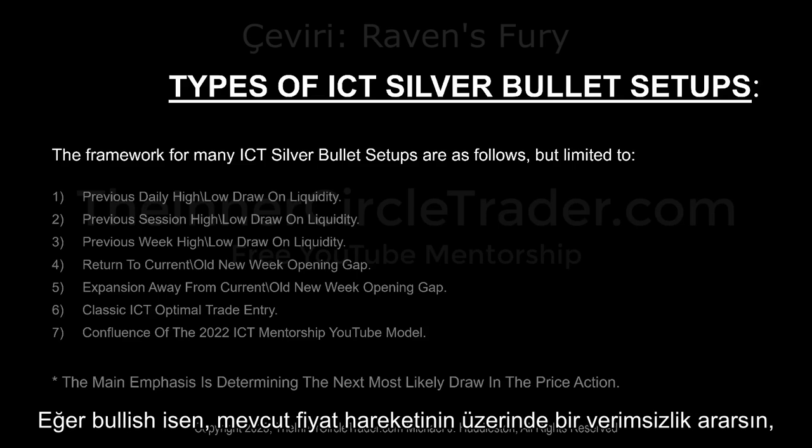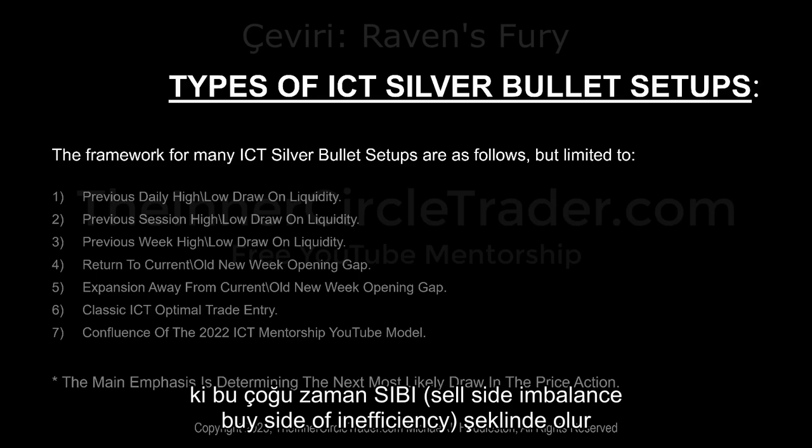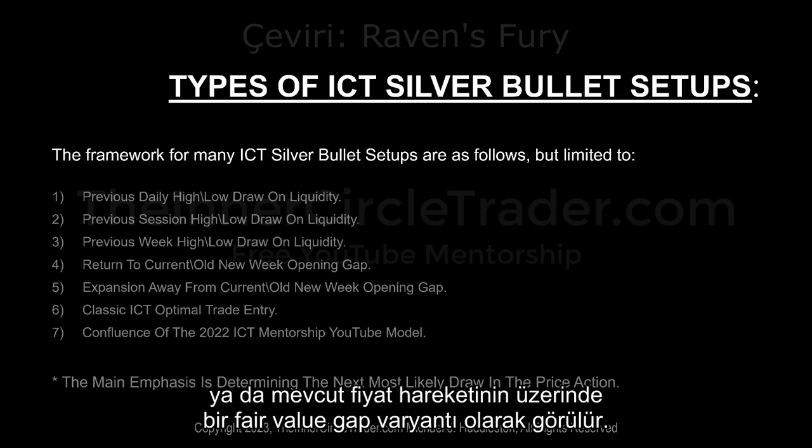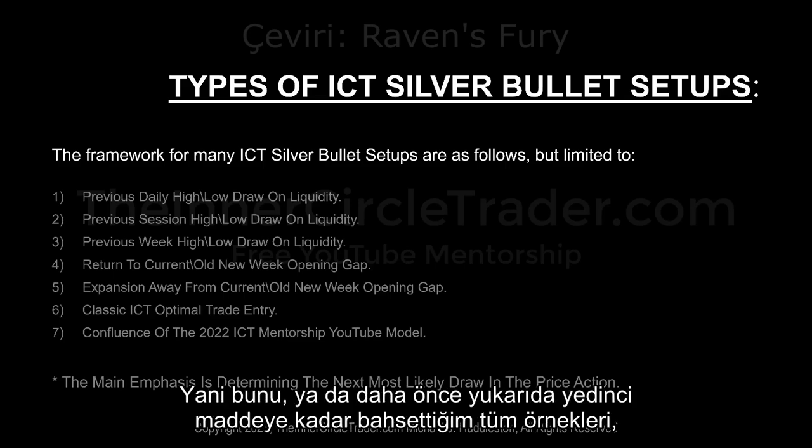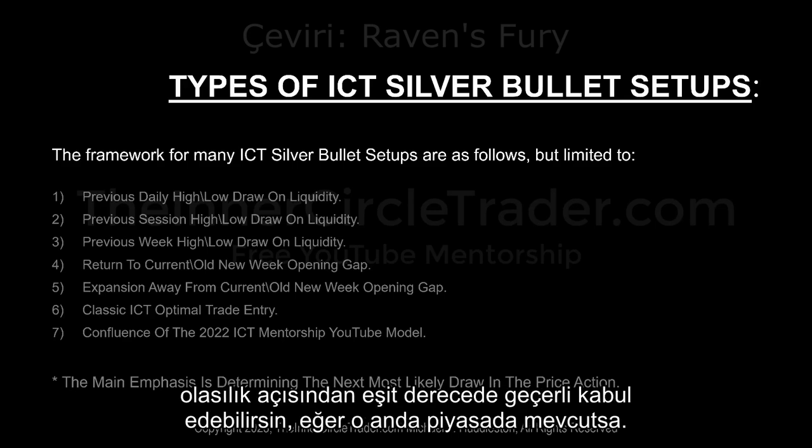Or if you're bullish, you would be looking for an inefficiency above current price action, which would be many times in the form of a SIBI or sell side imbalance, buy side inefficiency, or a variant of fair value gap above current price action. So you could treat that, or as I mentioned, all the previous ones above number 7 here, all of them being equally available in terms of probability if it is in the market at the time.